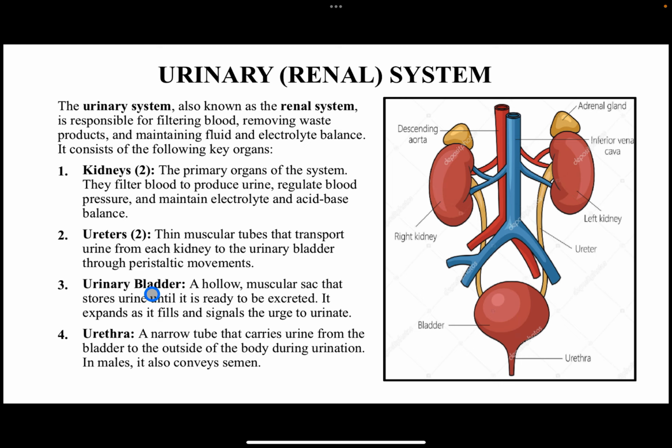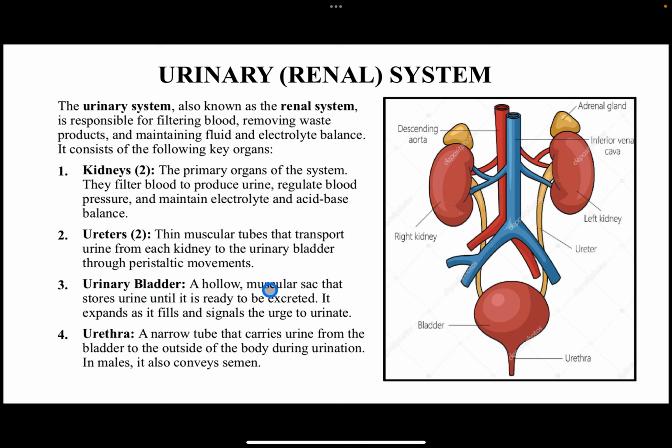Then we have the urinary bladder. This is a hollow muscular sac that stores urine until it is ready to be excreted. It expands as it fills and signals the urge to urinate. That is the urinary bladder.